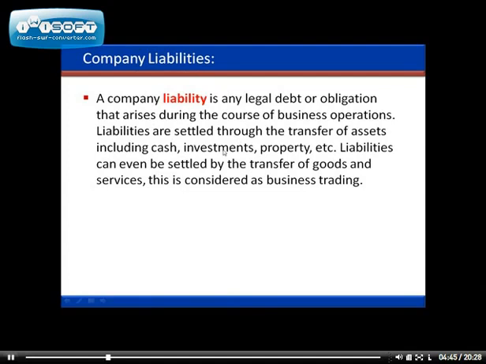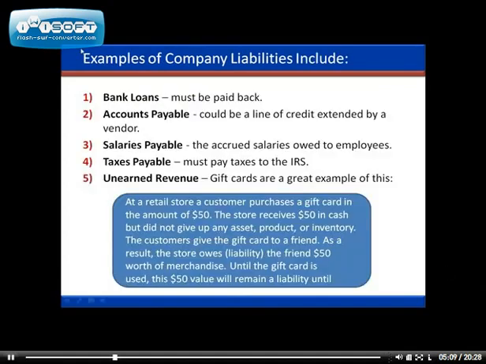Company liabilities. A company liability is any legal debt or obligation that arises during the course of business operations. And liabilities are settled through the transfer of assets, including cash, investment, properties. Liabilities can even be settled by the transfer of goods and services, and this is considered as trading. Examples of company liabilities include bank loans, accounts payable, salary payable, taxes payable, unearned revenue.